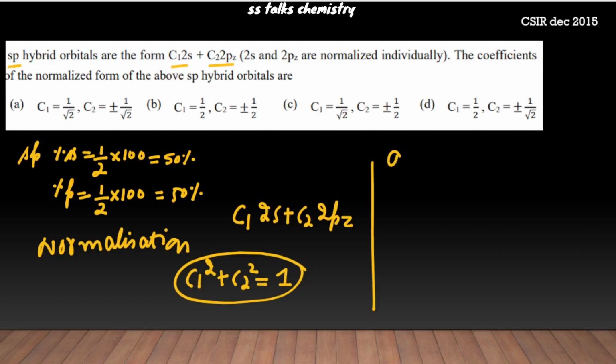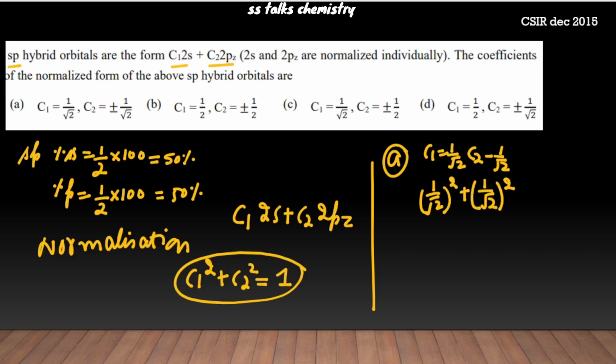Now from the options, if I see, option A gives the c1 value as 1 by root 2 and the c2 value as 1 by root 2. So c1 square, which is 1 by root 2 squared, plus c2 square, which is again 1 by root 2 squared, is going to be 1 by 2 plus 1 by 2, that is coming out to be 1 only. So this scenario is possible. So option A only shows that these coefficients are also equal, c1 square is equal to c2 square.